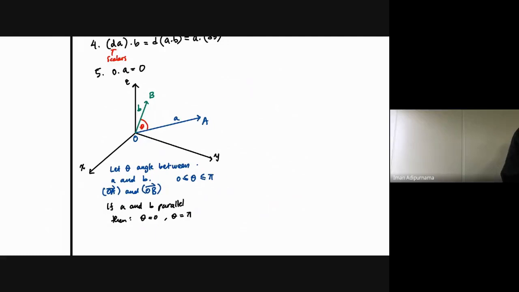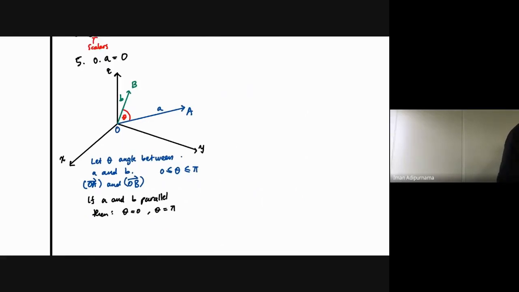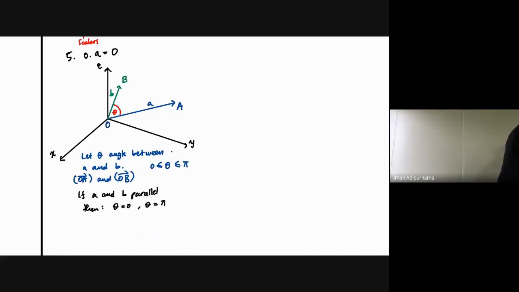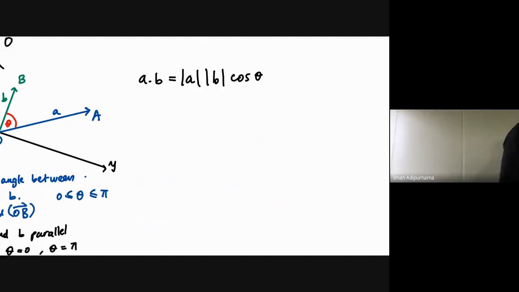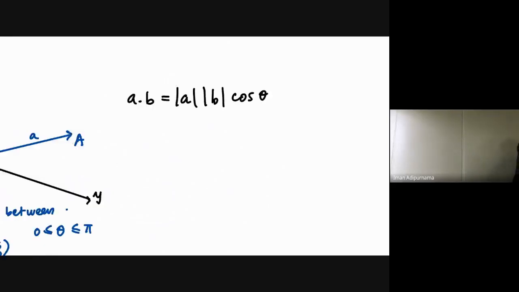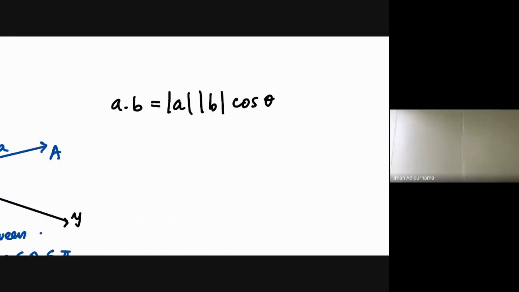Now let me write the relations between all of this, and later I will give you some calculation to prove. So from here, actually we can write, let me just write first and then explain later. We can also write the dot product as this relation. A dot B equals magnitude of A, magnitude of B, and cosine theta. Okay. Why cosine? Let me explain later.